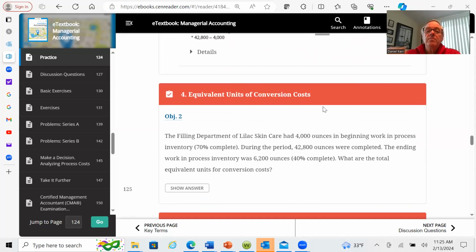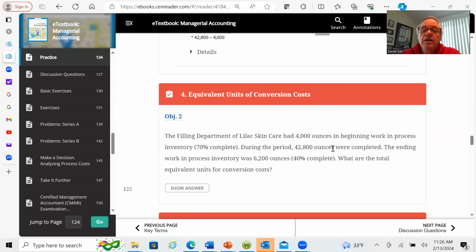Okay, exercise 4. So you had 4,000 units in beginning work in process. That was 70% complete. Well, what that means to you, if it was 70% complete last period, we can assume on the first in, first out that 30% of the work would have been done this period. So when it comes to those equivalent units for the beginning work in process, the 4,000 is going to be 30%.